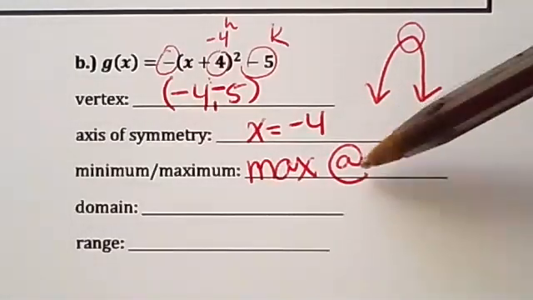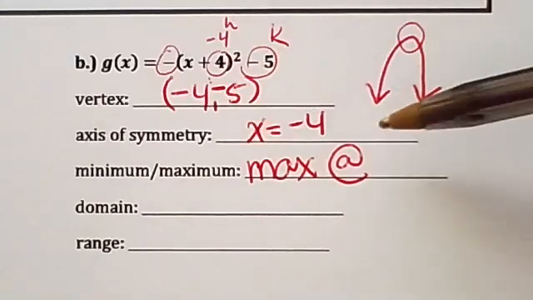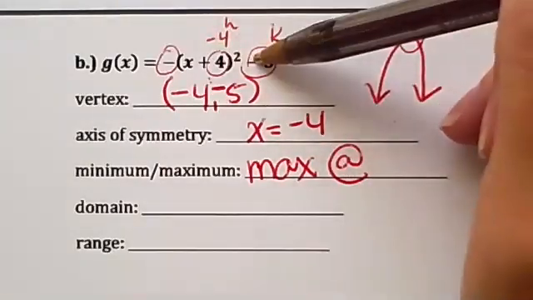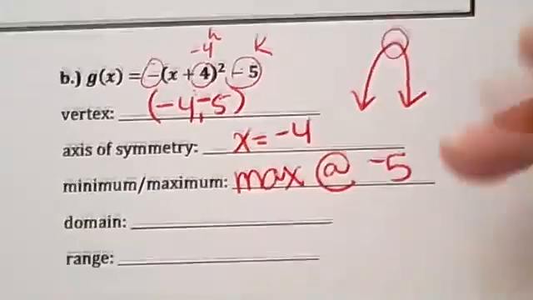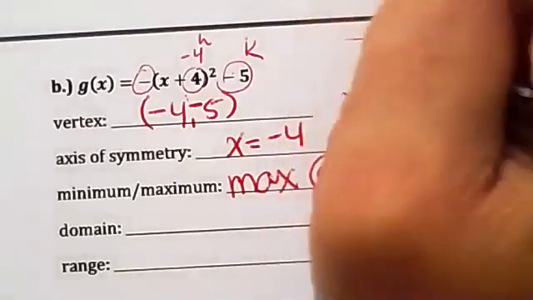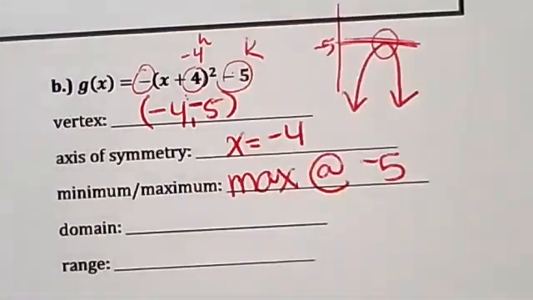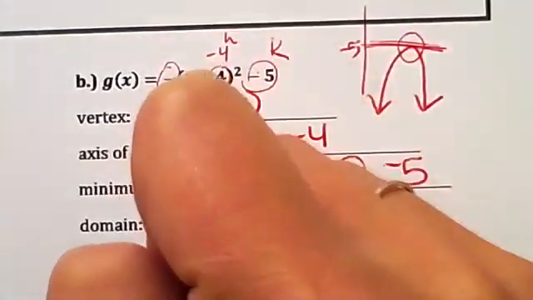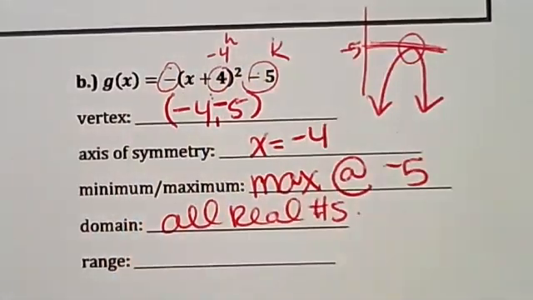Anyway, I was prompted because I saw that this was 5 and that was -5, and those are supposed to match. So for your maximum, you're using k. This has a maximum at -5. That means if this was on the coordinate plane, this would be at -5 on the y axis. Okay, domain is going to be all real numbers, as always, and then range.